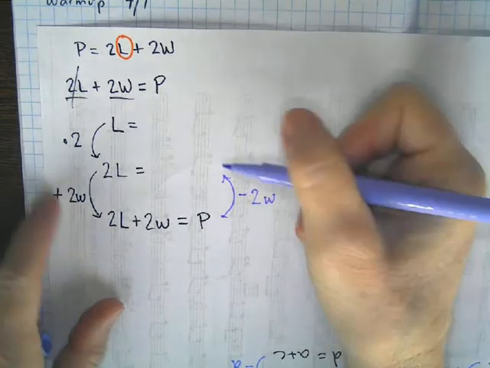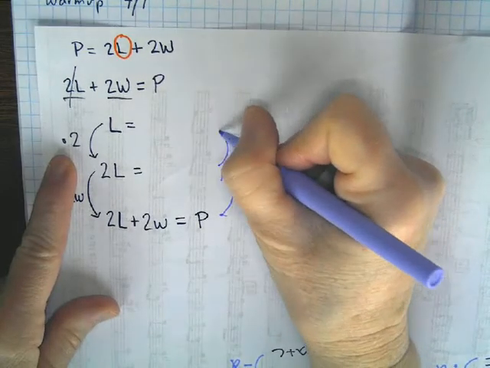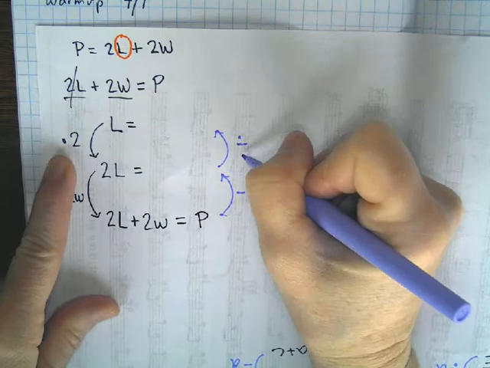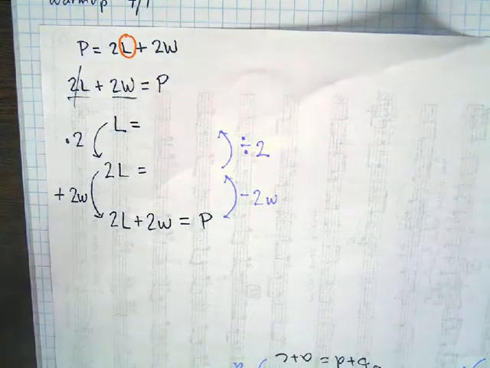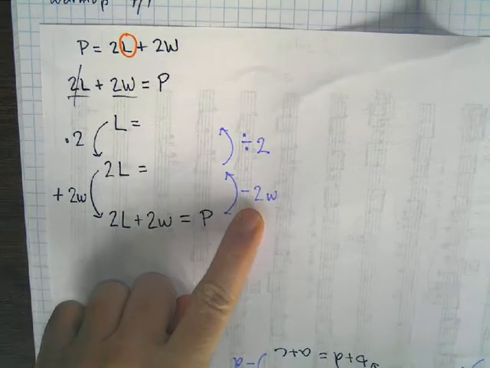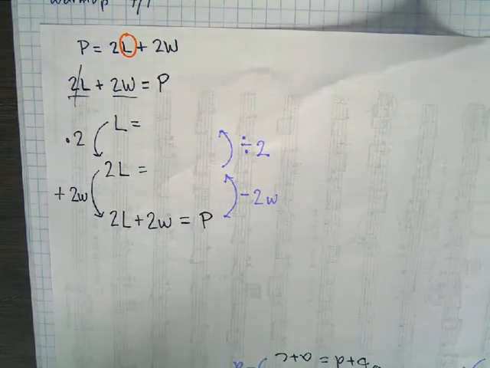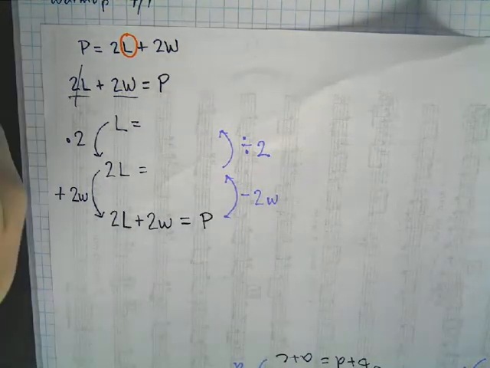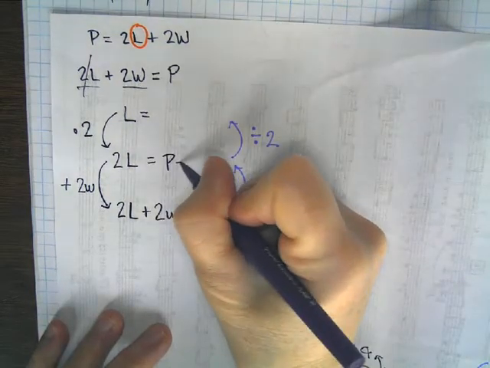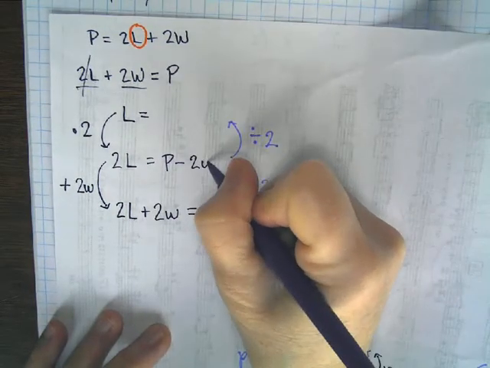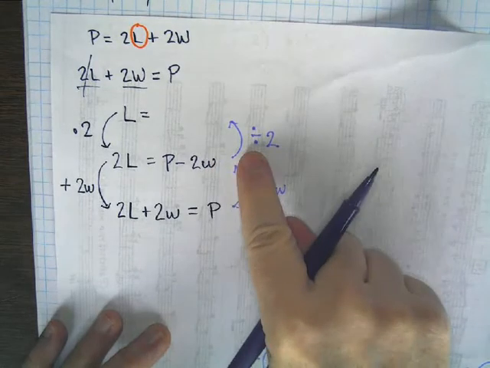And the opposite of multiply is divide. Okay, so what am I going to write? P minus 2W. Well, those aren't like terms, so I'm just going to have to write them down. Let me get more colors here. I like all my colors. So P minus 2W. And then that needs to get divided by 2.